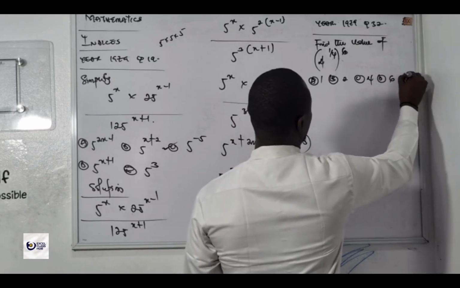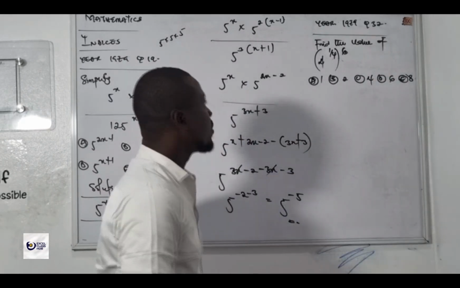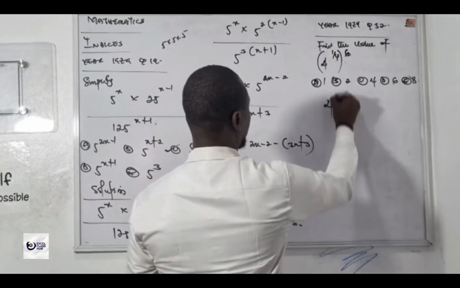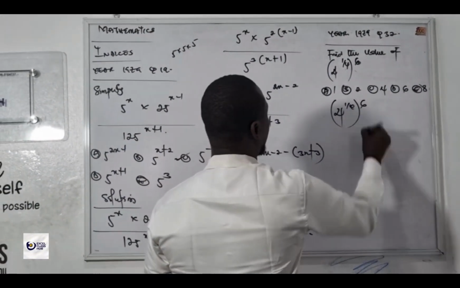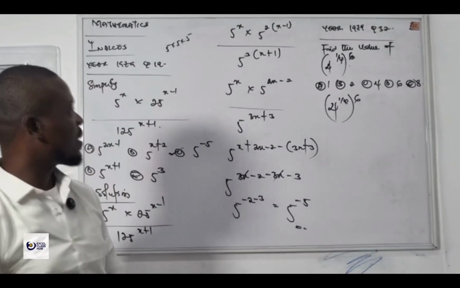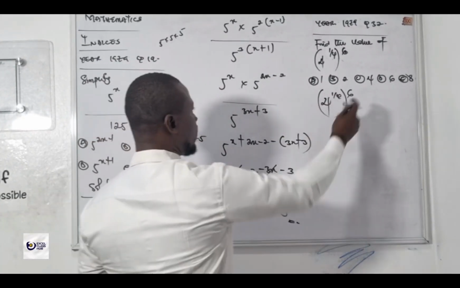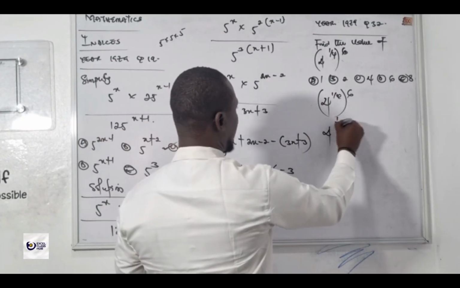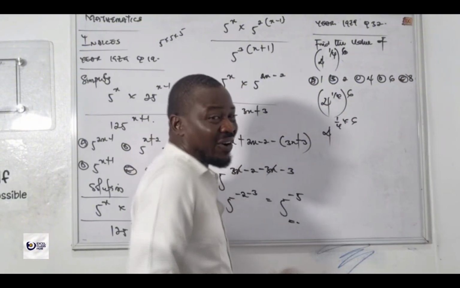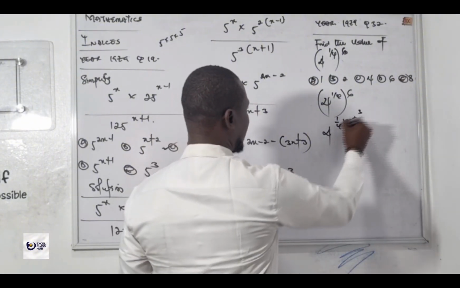Yes, 8. This one is very simple, student. The question says 4 raised by 1 over 4, and outside you have 6. I gave you the law. I said whenever you have something like this, you open the bracket and use the 2 powers to multiply each other. That should be 1 over 4 times 6. Very simple. 2 here, 3, 2 here, 2.